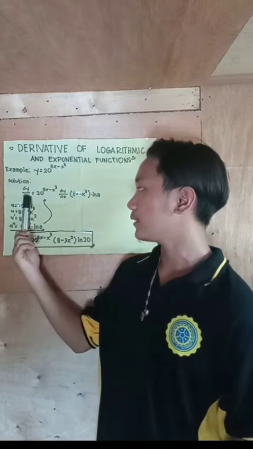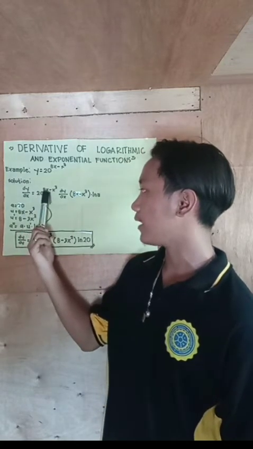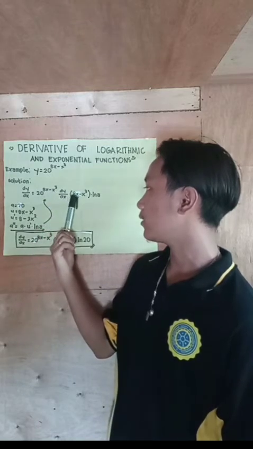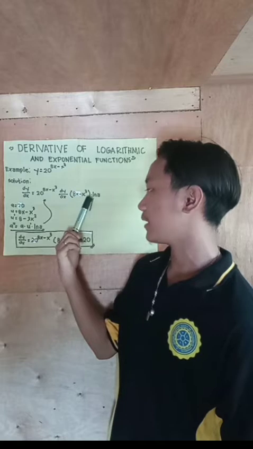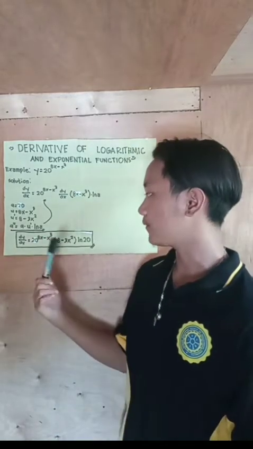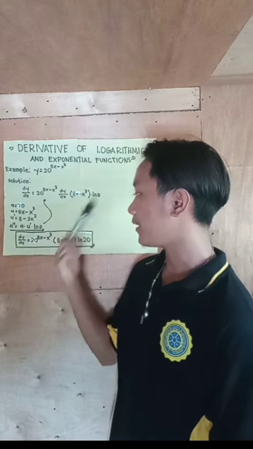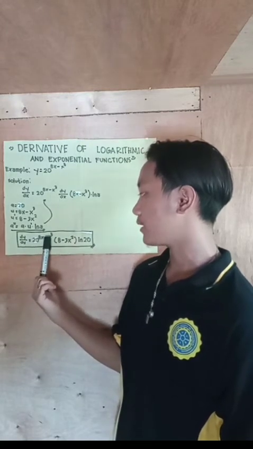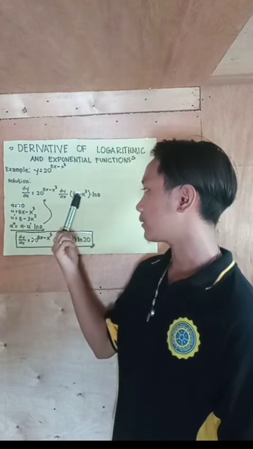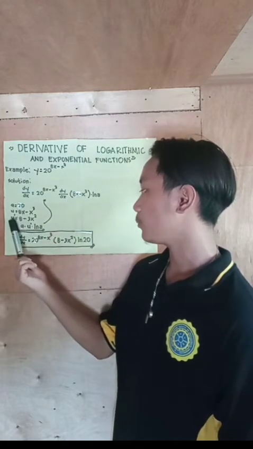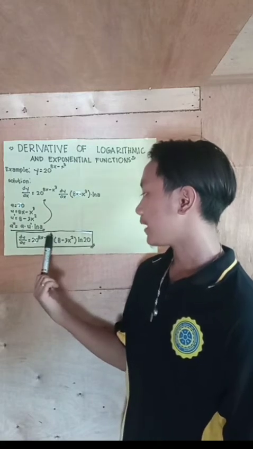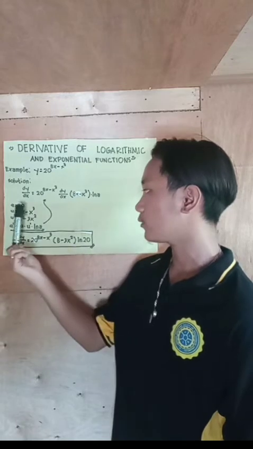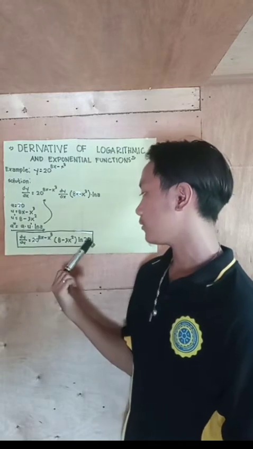So dy over dx equals to 20 raised to 8x minus x cube, times the derivative of 8x minus x cube, times ln A. So substitute nara siya, then i-simplify na to. So dy over dx equals to 20 raised to 8x minus x cube, times the derivative of 8x minus x cube, or ang atong u prime, which is 8 minus 3x squared, and ln 20, kay ang atong a is 20, so ln 20.